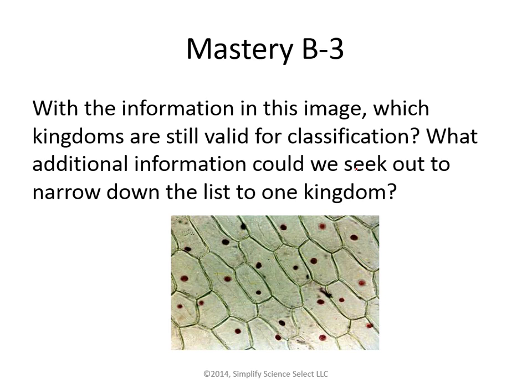Okay? Mastery question. With the information in this image, and this is a real picture, which kingdoms are still valid for classification? What additional information could we seek out to narrow down the list to one kingdom? Okay, well, I see, first of all, that this is a multicellular organism, which means it's not archaeobacteria or eubacteria. It's also probably not Protista, because this doesn't look colonial. But also notice that those little dots there, those are nuclei. That further says that it's not archaeobacteria, eubacteria. We already knew that.